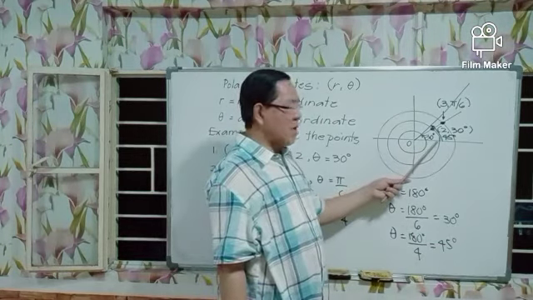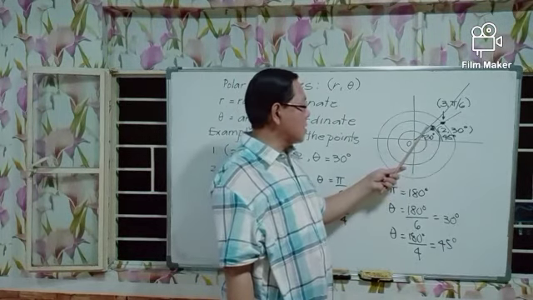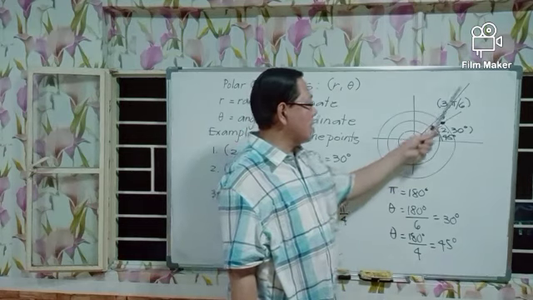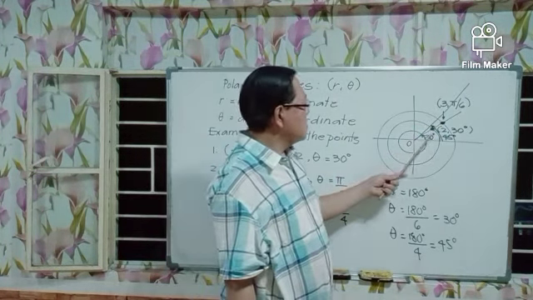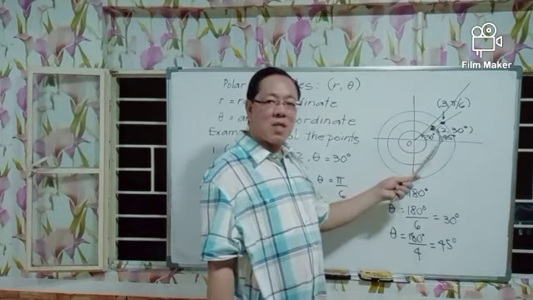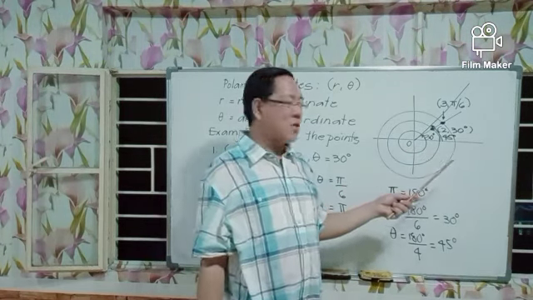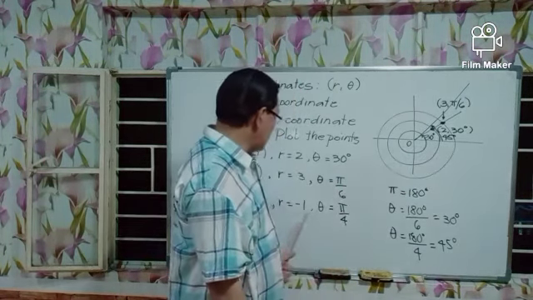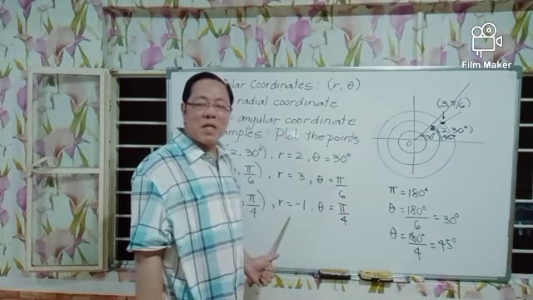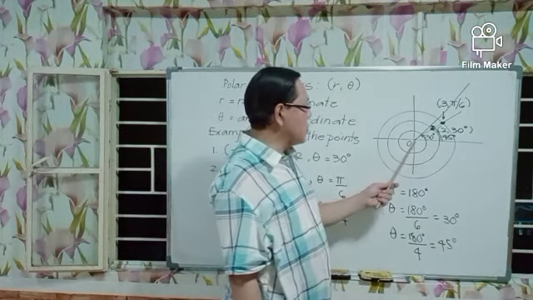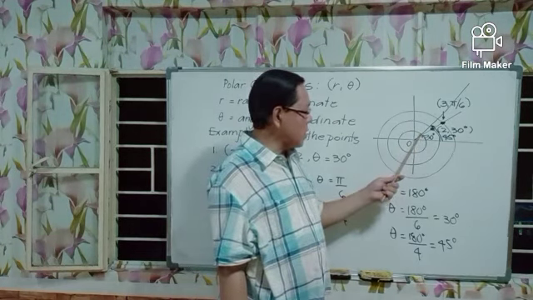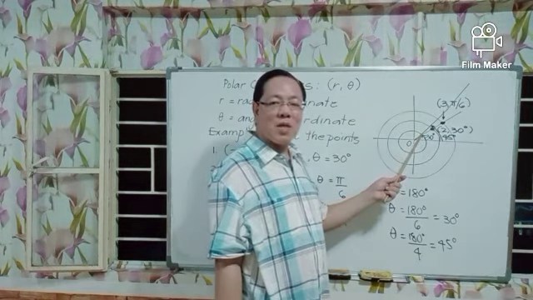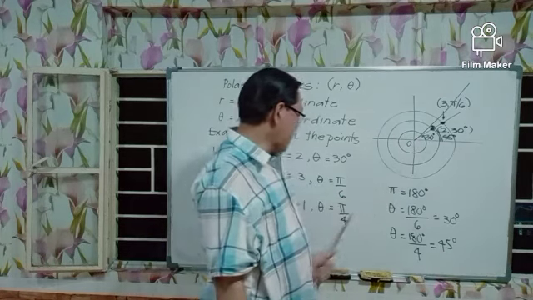From this point on the initial side of 45 degrees to this point on the terminal side, this is the terminal side of 45 degrees. This angle is 45 degrees measured in counterclockwise direction. Now, if the radial coordinate is positive 1, we measure 1 unit from 0 and we count 1 unit. And the point is here, the point with coordinates 1 and pi over 4.